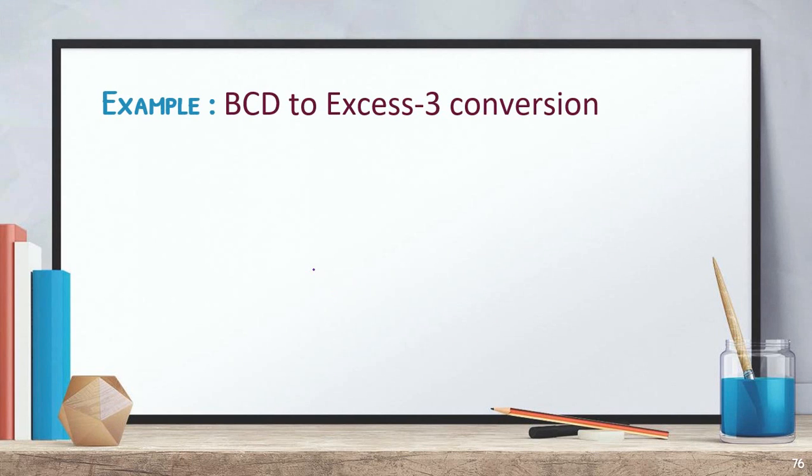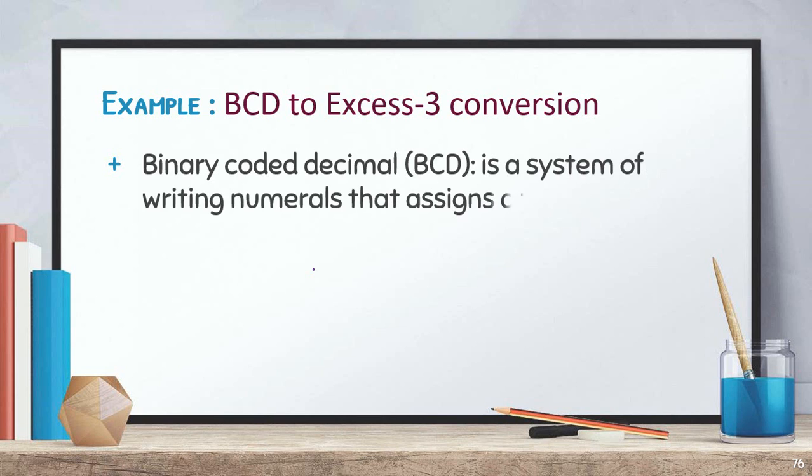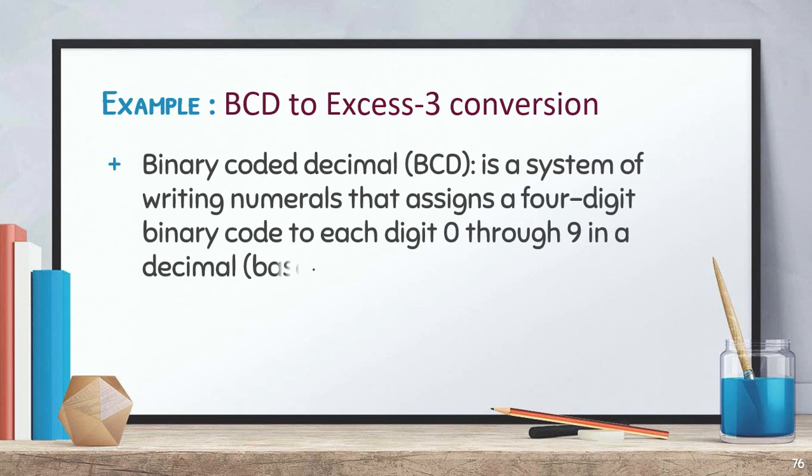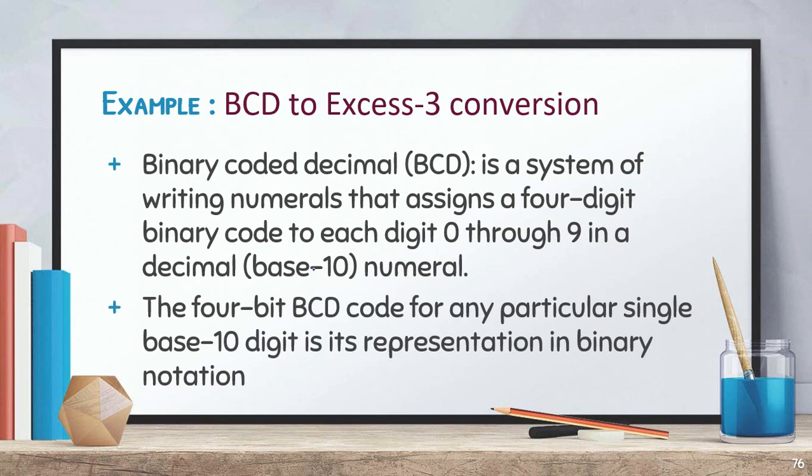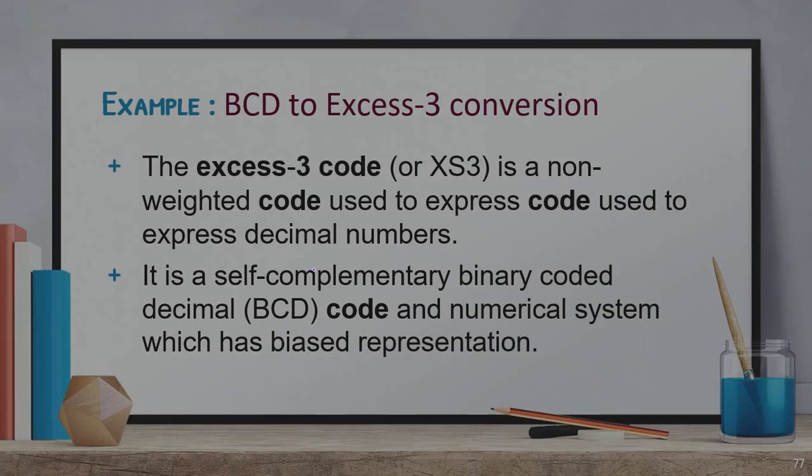One example we can take, the best example, is BCD to XS3 conversion. Now, what does BCD mean? We know that BCD is binary coded decimal. It is a system of writing numerals that assigns a 4-digit binary code to each digit 0 through 9 in a decimal, that is base 10. It is also called a weighted code. In this 4-bit BCD code, each single base 10 digit is represented in binary notation. So this is what is known as BCD.